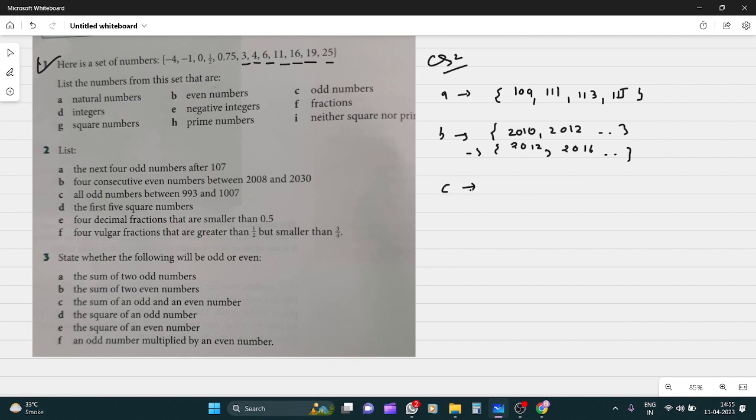between these numbers. Okay, all odd numbers between 993 and 1007. Okay, 993, after 993 comes 995, 997, 999, then 1001, then 1003, then 1005. Okay, so these are the numbers.